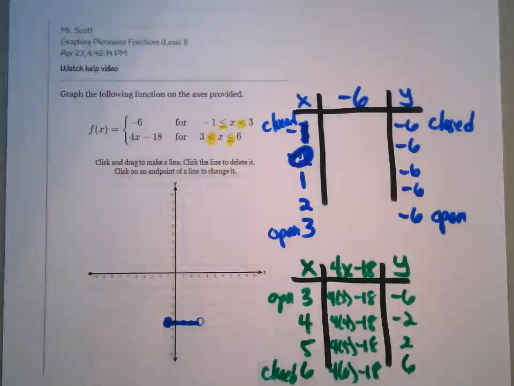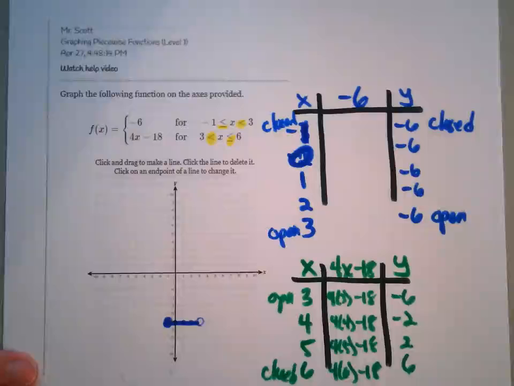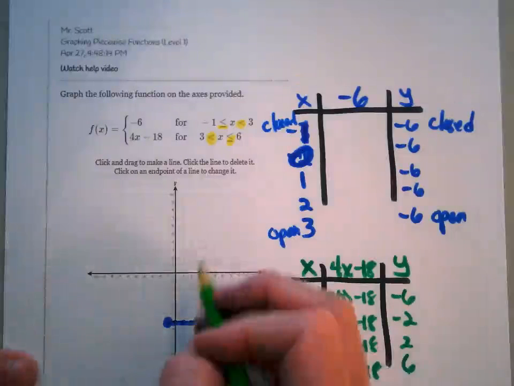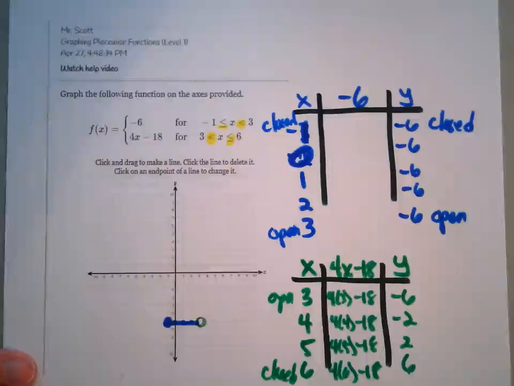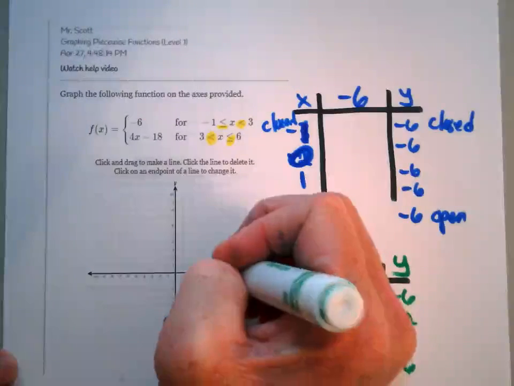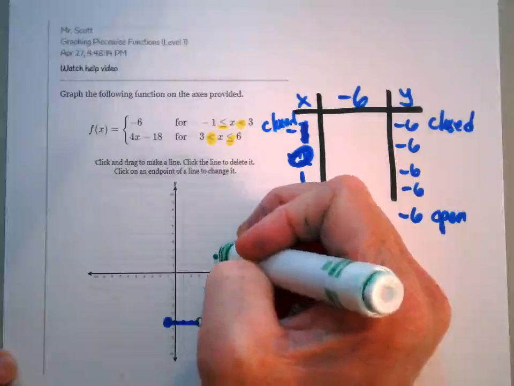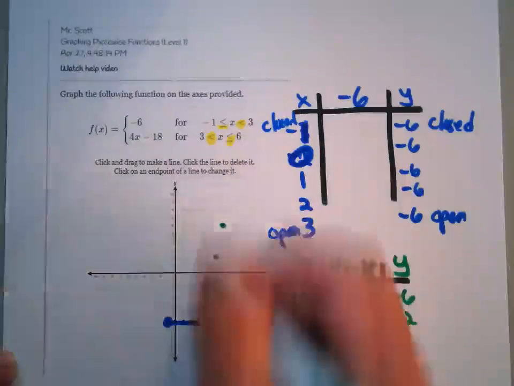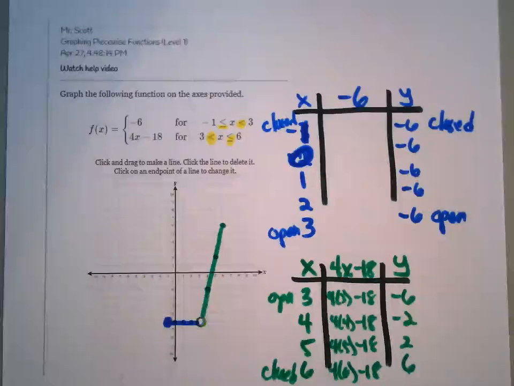So we'll go plot those points. I need an open circle at 3, negative 6. So 3, negative 6 puts me right back on top of that open circle we already had. 4, negative 2. 5, positive 2. And 6, 6. 1, 2, 3, 4, 5, 6. So we'll connect those points. And that's what that graph looks like.